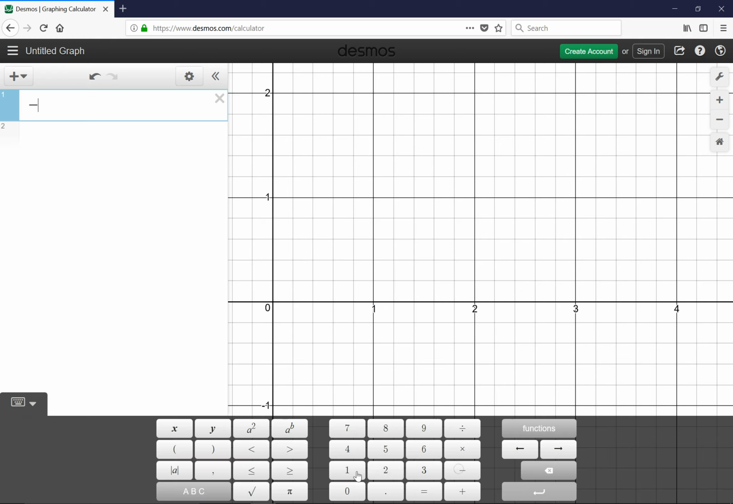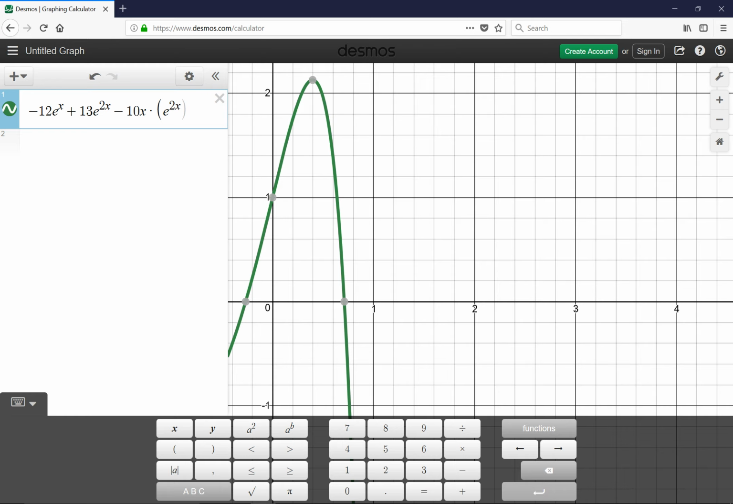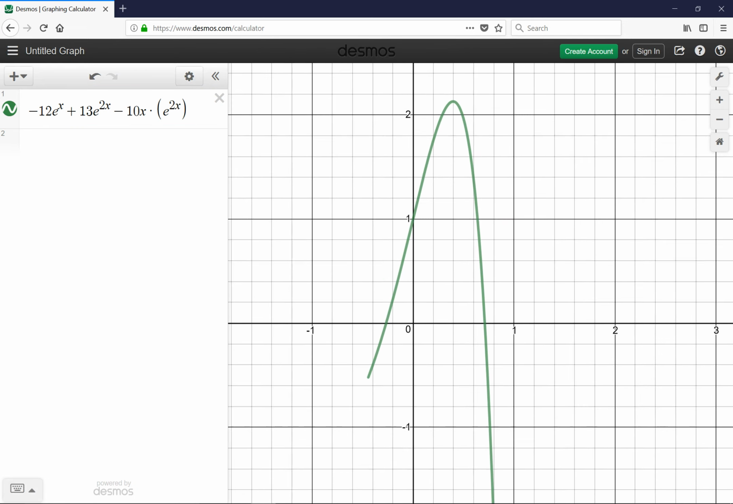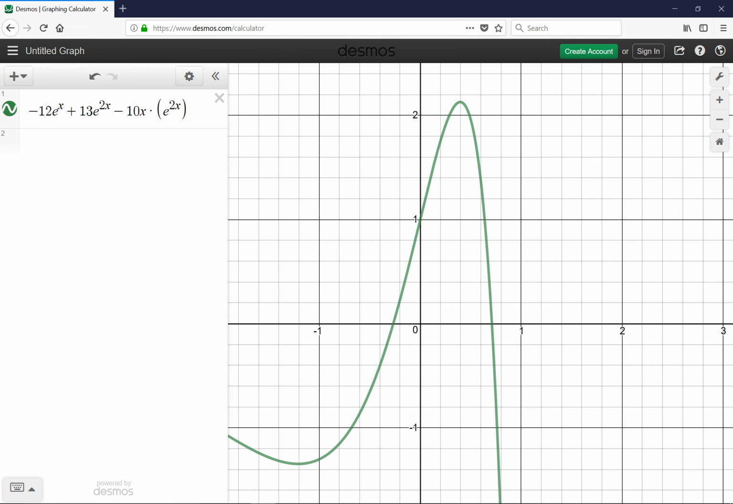So negative 12, e to the, is that right? E to the x? And then plus 13, e to the 2x, and then minus 10x times e to the 2x. Oh, look at that. Does it cross where it's supposed to? It sure does. Does it have a slope of probably, could you buy that's a slope of 4? I'd buy that for a nickel.